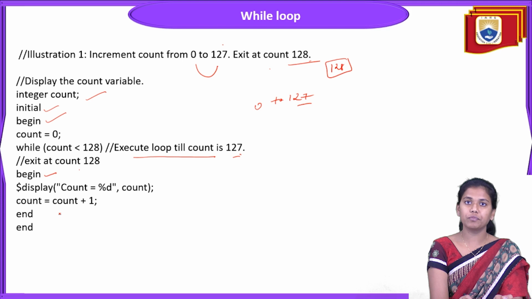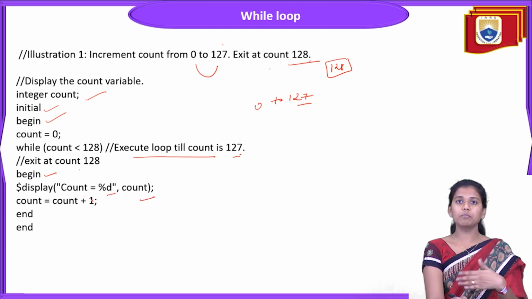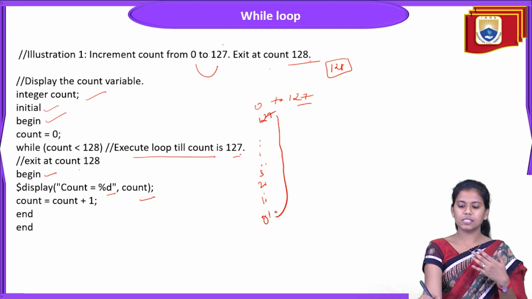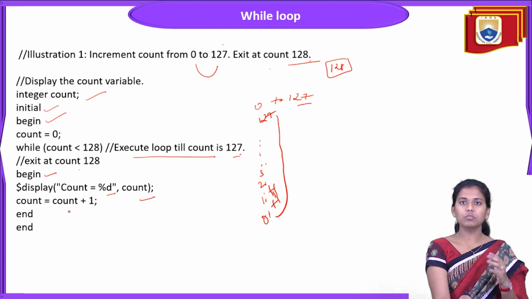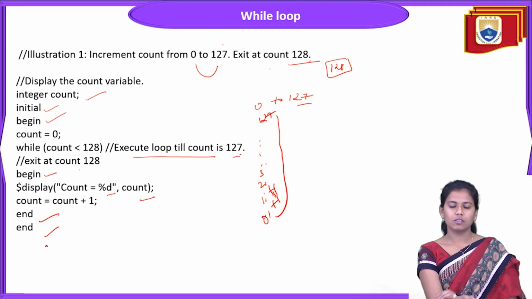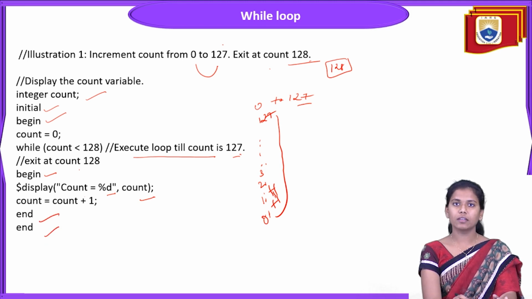And then begin. Now I wanted to see. Okay, just in order to observe, display count percentile d count and count plus 1. So I'm counting, right? So I must count from 0 to 1 plus 1 plus 1 plus 1. So 0, 1, 2, 3, and so on. I must count to 127. Okay, so count is equal to count plus 1 and this is end. So this is how we can write a while loop syntax for an example.